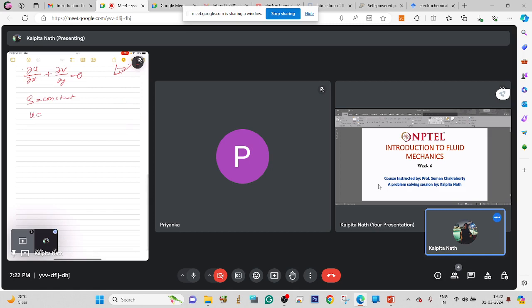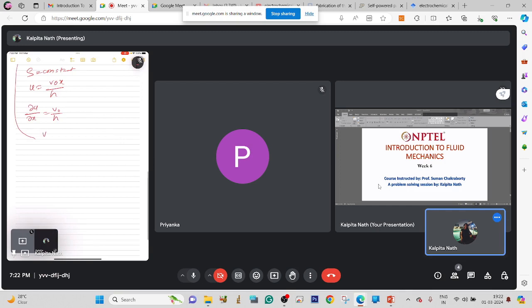So u is equal to v naught x upon h. So del u del x is equal to v naught upon h. Now in this equation, if we put this, then v naught upon h plus del v del y is equal to 0, and thus del v del y is equal to minus v naught upon h. That means v is equal to minus v naught upon h y plus c, and this c will be a function of x.